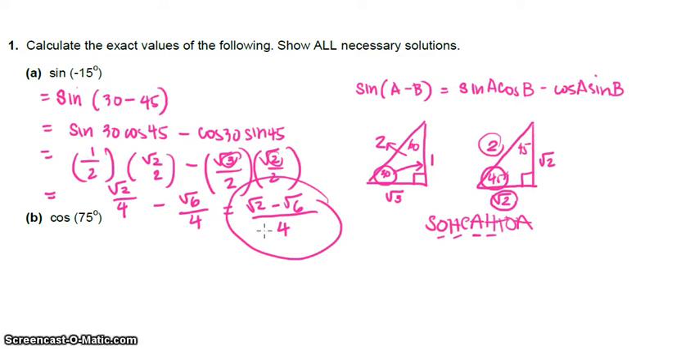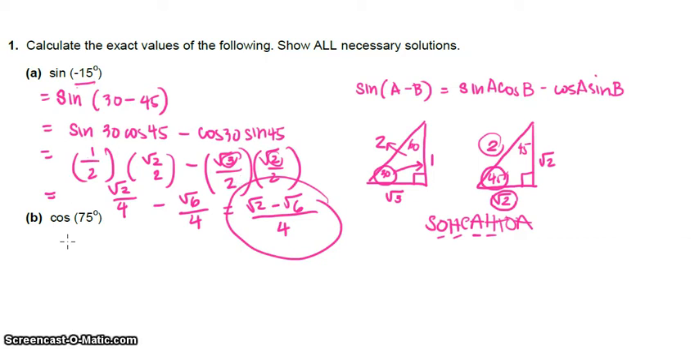Okay, so recap. The idea is to find two special angles that, when you subtract or add them, give you the angle in the function. The perfect combination for this is 30 minus 45. After that, you have to apply the corresponding formula. Since you're subtracting two angles, you use the difference of two angles: sine A cosine B, minus cosine A sine B. Then just use the two triangles to get the numbers for each function.